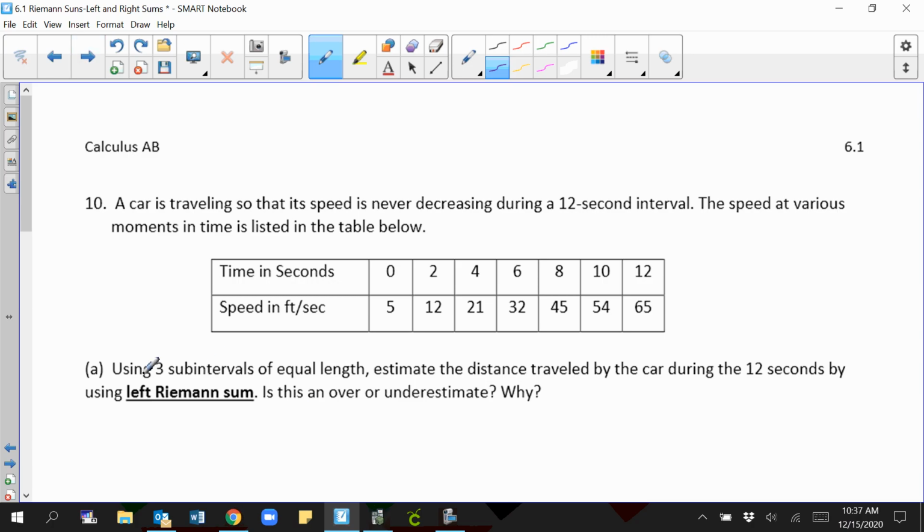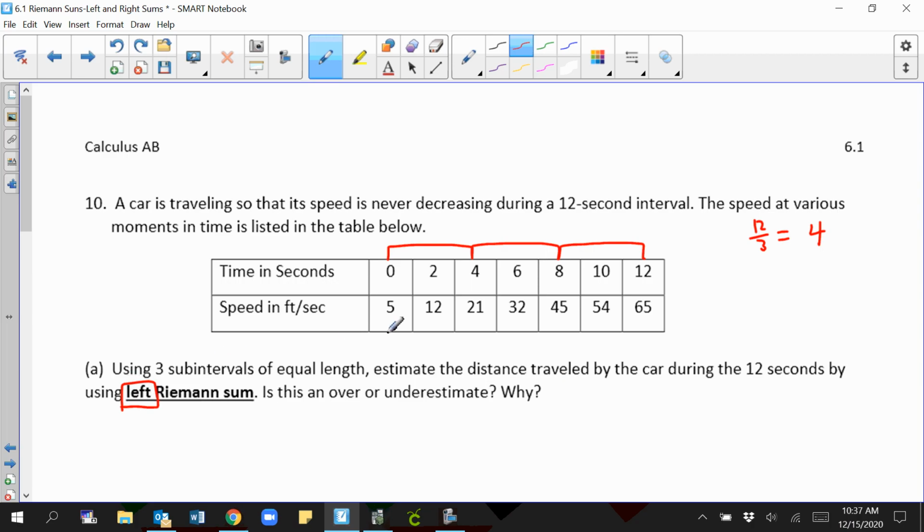So part A says use 3 subintervals of equal length to estimate the distance traveled by the car during 12 seconds by using a left Riemann sum. So if I'm doing a left Riemann sum, that means I would use my left endpoints on the graph. But this one doesn't give us a graph. It gives us a table. So let's break this into our 3 sub-intervals of equal length. If I did 12 divided by 3, that would give me 4. So I'm going to go from 0 to 4, then from 4 to 8, and then from 8 to 12. So there are my 3 sub-intervals.